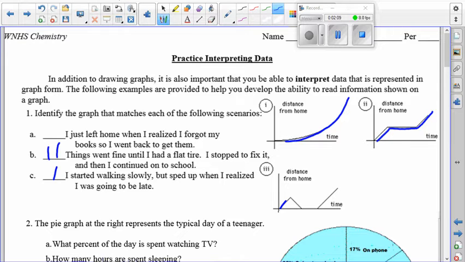This graph says they went away from home, but then they went back to home. They went back to a distance of 0. So they must have gone backwards, and then they left again. This person, I left home, and then I realized I forgot my book, so I had to go back. Oh, okay, yeah, that does seem to make sense. So I'm going to give you guys 5 minutes to work on this, and then we're going to move on to the next thing for today.